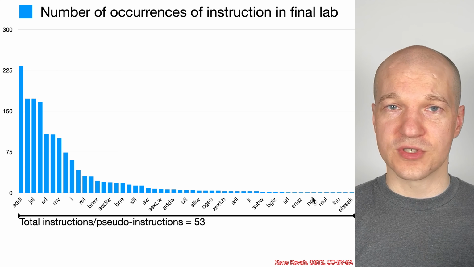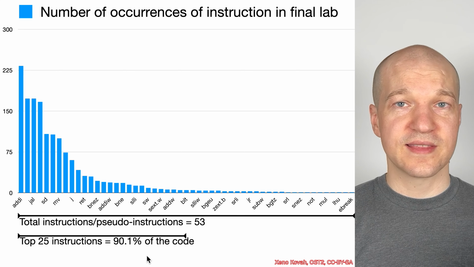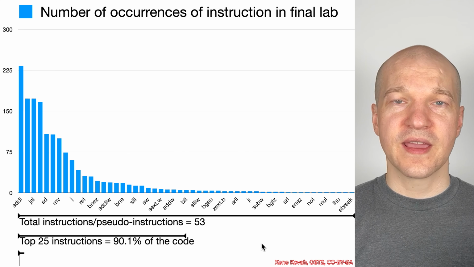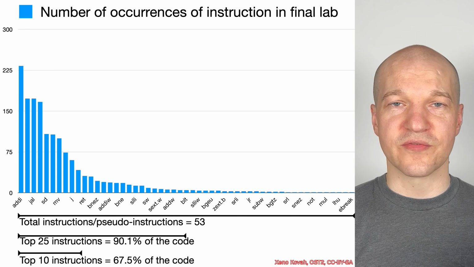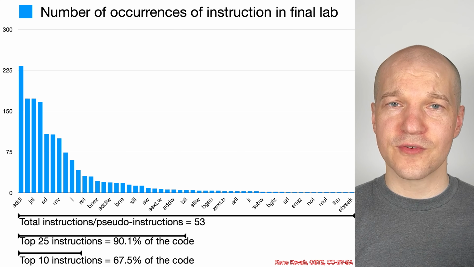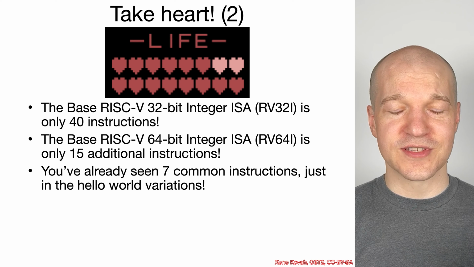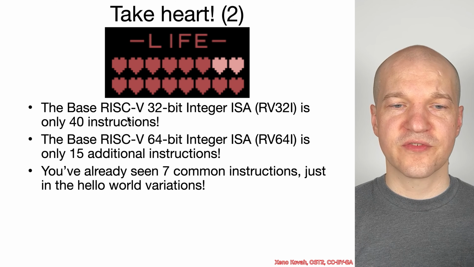So 53 for total possible understanding, only 25 instructions to get the top 90% of the code, and only 10 instructions to get the top 2/3, 67.5%. So 10 instructions gets you 2/3 of the code, and you've already seen 7 instructions in just the hello world. So we're going to be learning the RISC-V base integer ISA, instruction set architecture, RV32I.